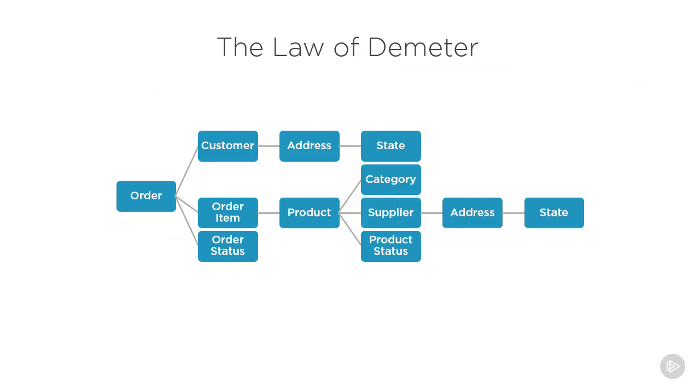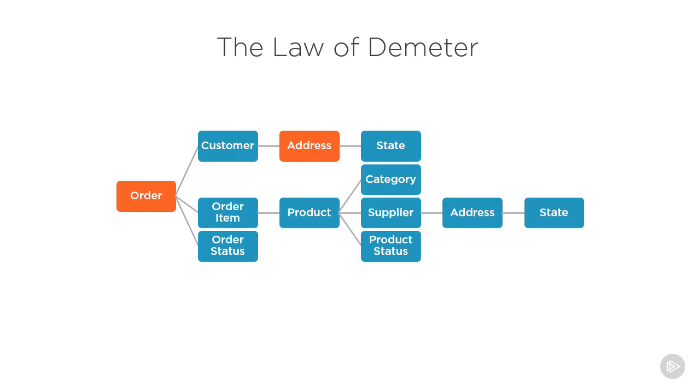Let's take a moment to talk about the law of Demeter. I'm not going to get super strict about the definition here, but in general, when we talk about the law of Demeter, what we're talking about is the principle of least knowledge. That is to say that one part of the system shouldn't know too much about the internals of another part of the system. It's not really any of the order's business that the customer has an address. The order just needs a customer. Anything beyond that is the customer's responsibility, not the order's.